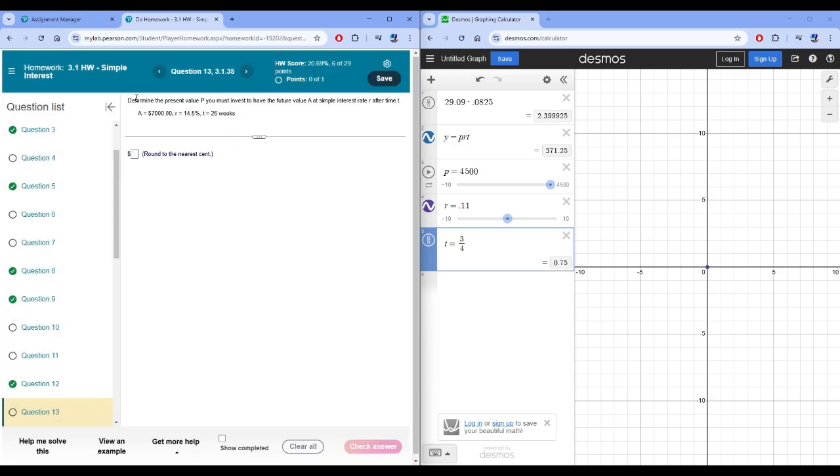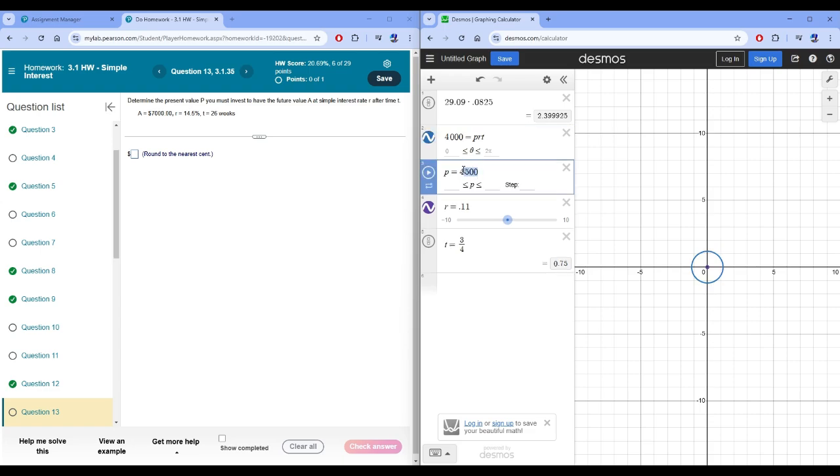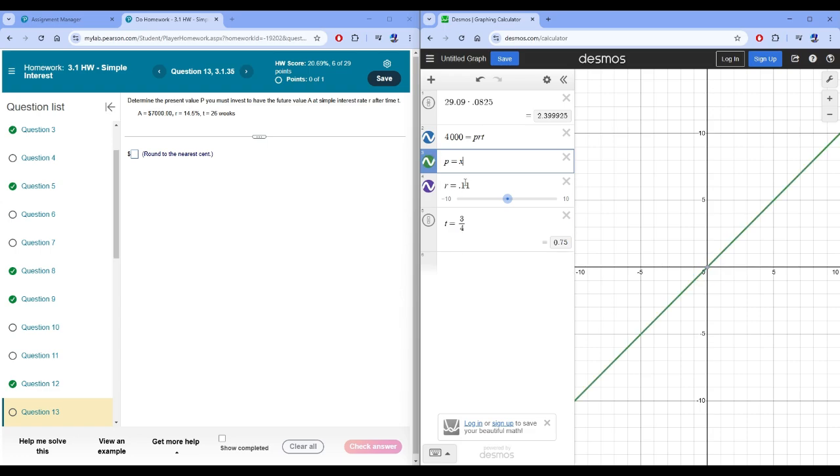Again here, determine the present value P for your future value to be simple interest. There's a few ways I could do this. I could just say, when is this equal to 4,000, what's P? My principal is the amount that I'm going to be investing, my rate is going to be 0.145, and my time is going to be 26 weeks, which should be 26 out of 52. I think that's just half a year, right?